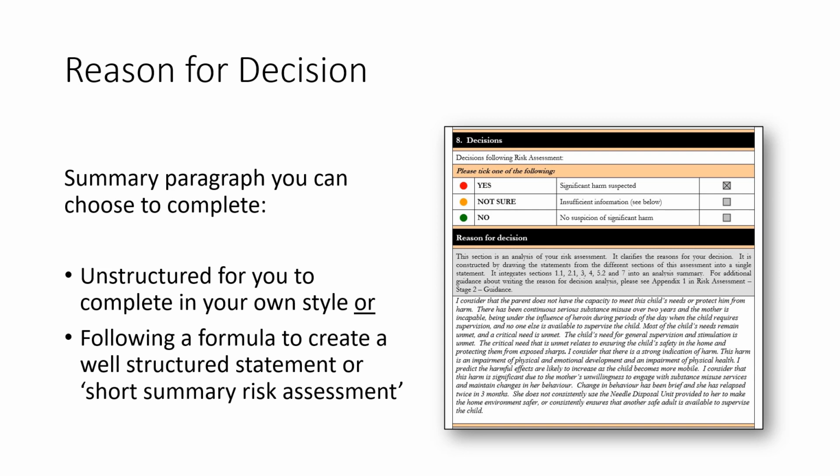The reason for decision has been called the magic paragraph or the clever paragraph by practitioners over the years. It is structured in a specific way following a formula. At the end, you will have a well-structured paragraph that can be used in Section 8, but also copied into other documents as a short summary risk assessment. For example, this magic paragraph or short summary risk assessment is used in some local authorities as the analysis section of the social work report to child protection case conference.